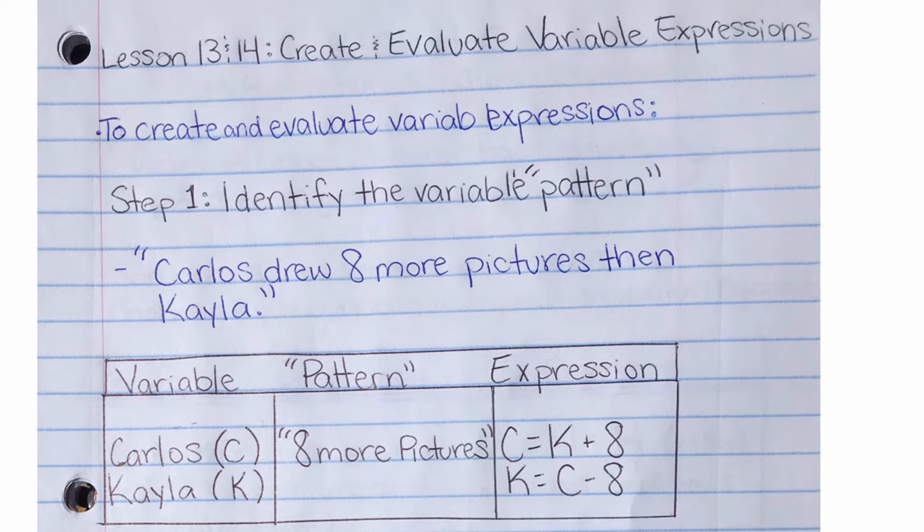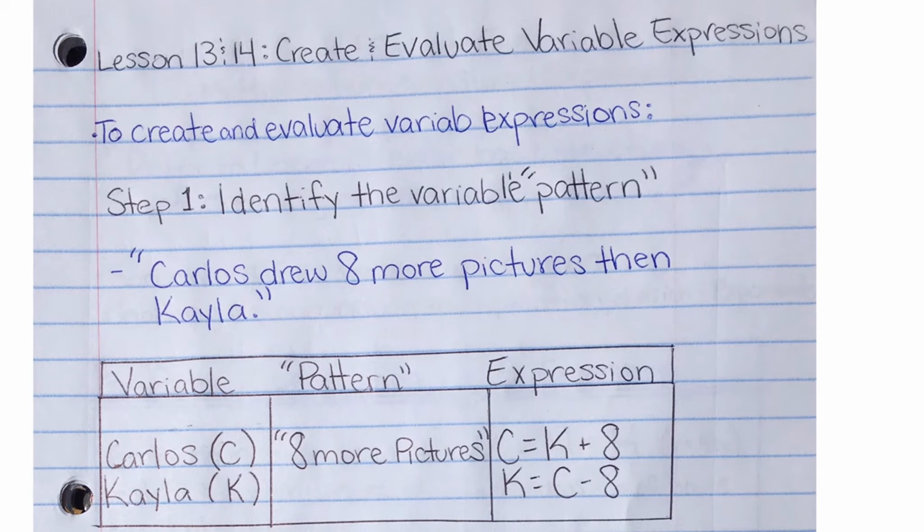Okay, so in this lesson, like it says, we are going to learn to create and evaluate variable expressions. In order to do that, we need to exercise a three-step process. Step one is to identify the variable pattern. We are going to be using short word problems, short story problems, usually one sentence, maybe two sentences. We're going to break those down into variables, the pattern that exists between those variables, and then what that would look like written as an expression.